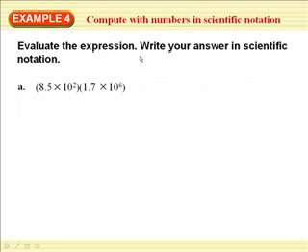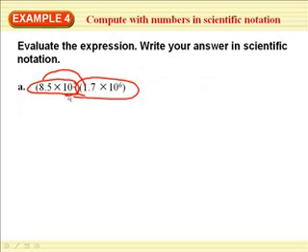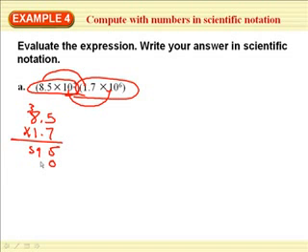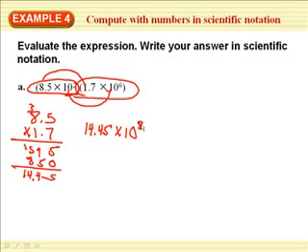All right, example number 4. Evaluate the expression and write your answer in scientific notation. Now what they're having us do is multiply 2 numbers that are written in scientific notation. Here is one and here is the other. So all you do is multiply the decimal with the decimal and the exponent with the exponent. So you just take 8.5 times 1.7. So that's 5, 3, 56, 59, add a placeholder, 5, 8, 5, 14, carry the 1, 8, and 4. So 2 places: 14.45 times 10 to the, remember when you multiply exponents, you just add the exponents, 10 to the 8th.